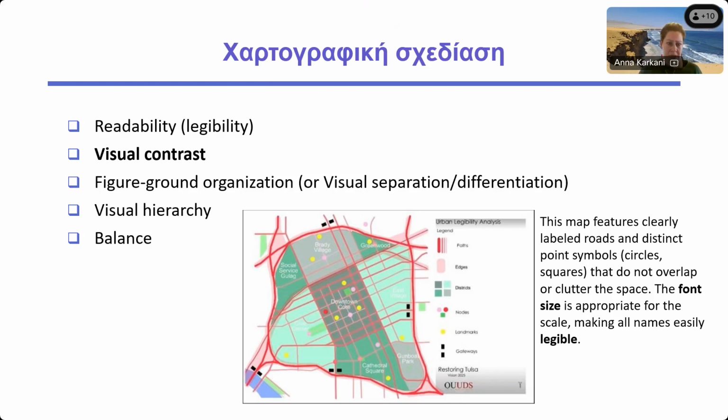So here, for instance, you can see a very simplified example, let's say, of a map where we can see labeled roads and some distinct point symbols that do not overlap or clutter the space. So we need to take into account to use a font size that is appropriate for the scale and to try to use fonts that make all names, for instance, easily legible.